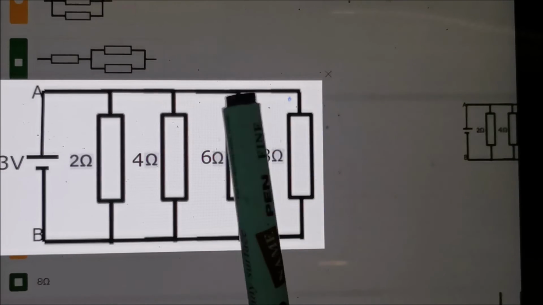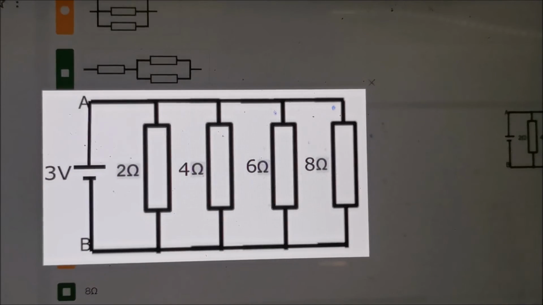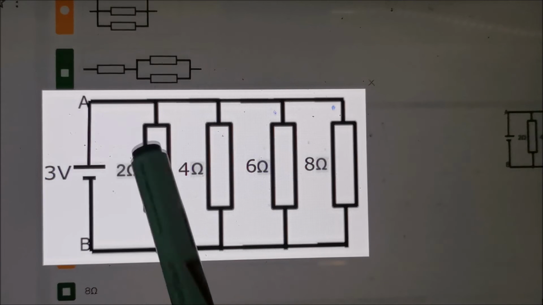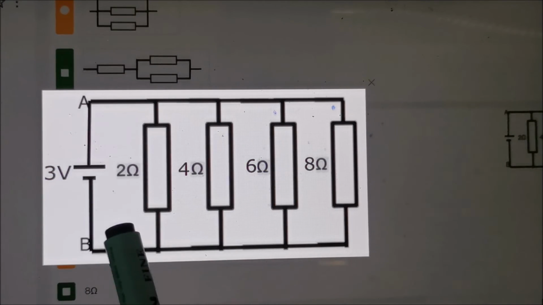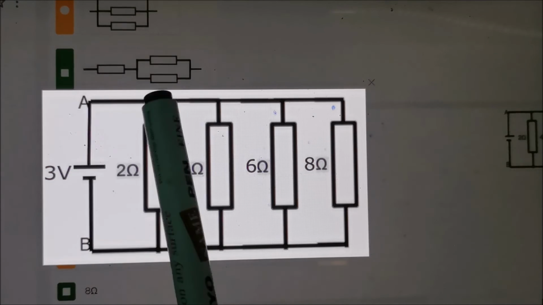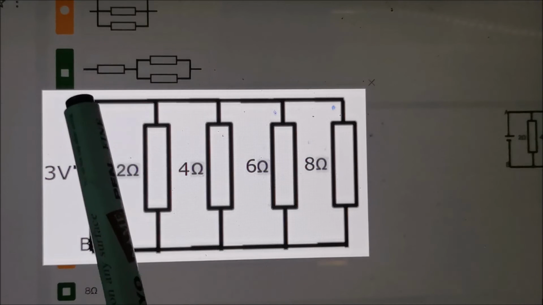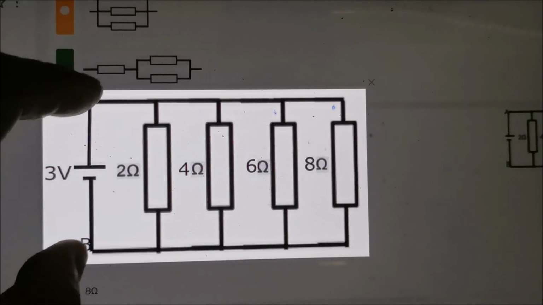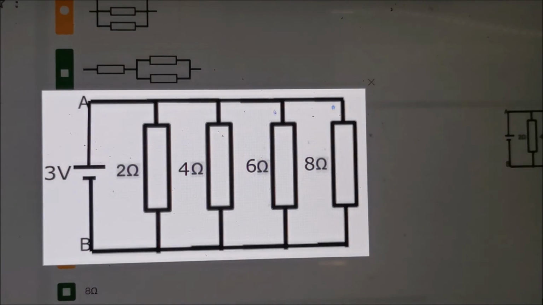Is there any splitting of voltages? There's no splitting of voltage, because now take a look at the terminals. They are all connected directly to the battery. Current doesn't need to flow through one resistor after another. Current can flow through all of these together. So you can see that 3 volts is applied uniformly across the 4 resistors.